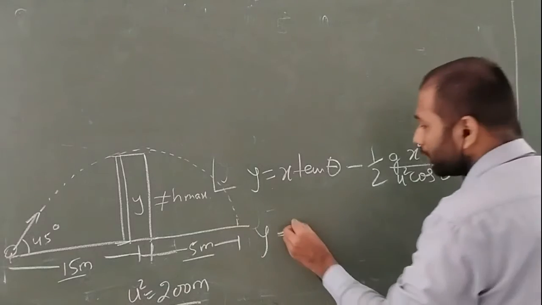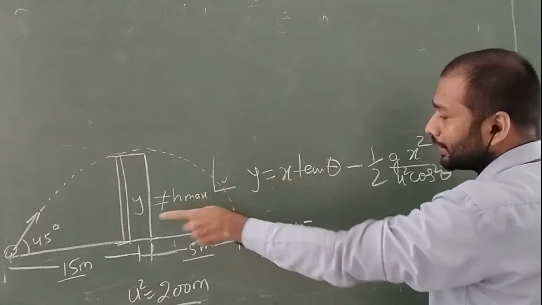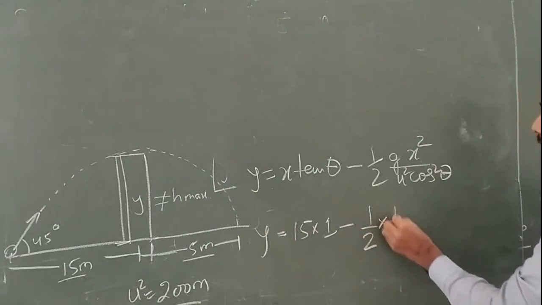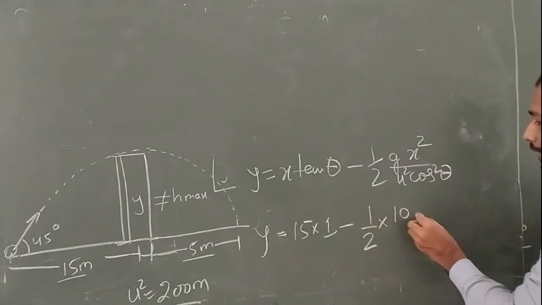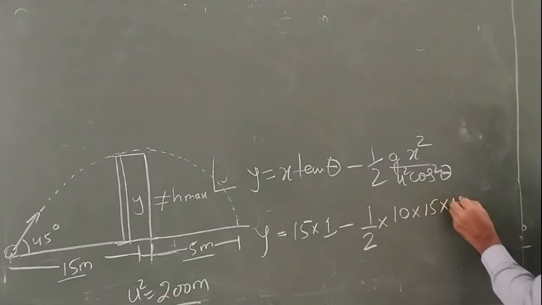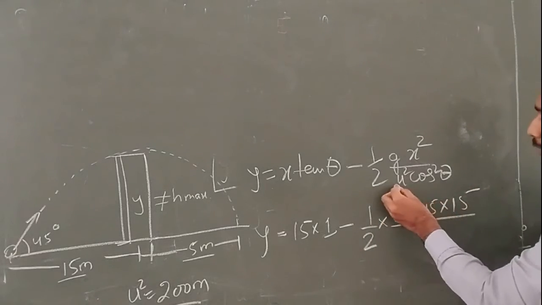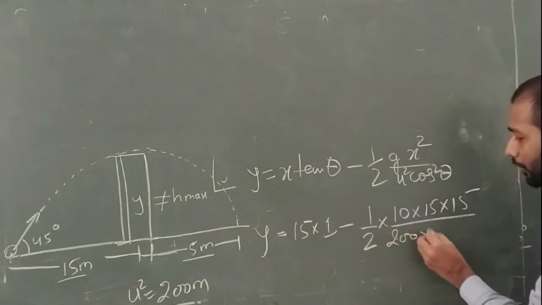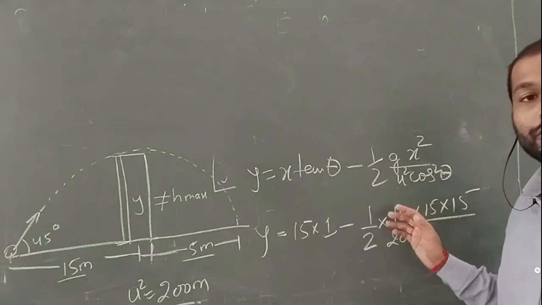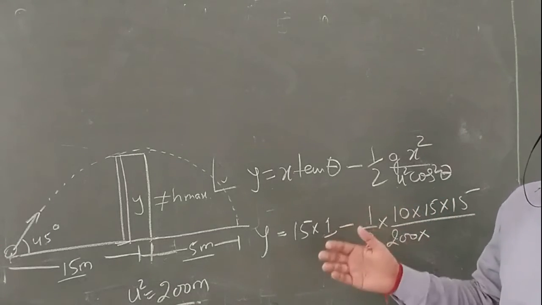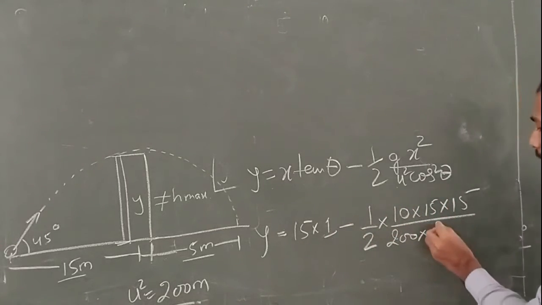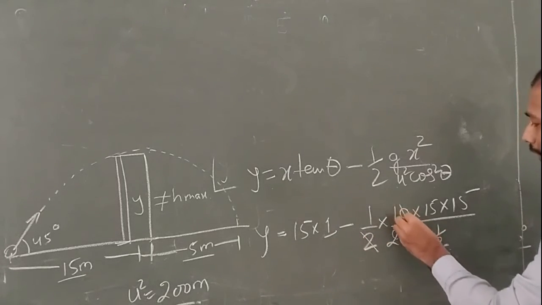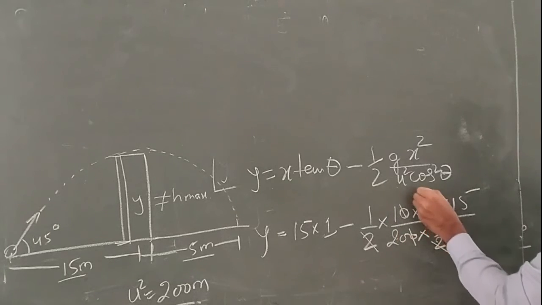So this will be 15 into tan theta, that is tan 45, which is equal to 1. Then minus half the value of g. Let's take the 10. X square is 15 into 15, upon u square. The u square value is 200, and then again cos square 45. You know what is cos 45? That is 1 by root 2, and the square of it is 1 by 2. So 1 by 2 will cancel out this 2. The 10 will cancel out this.